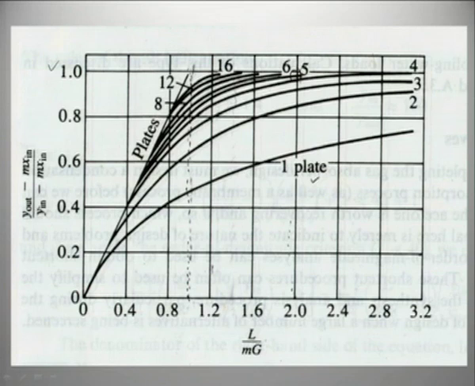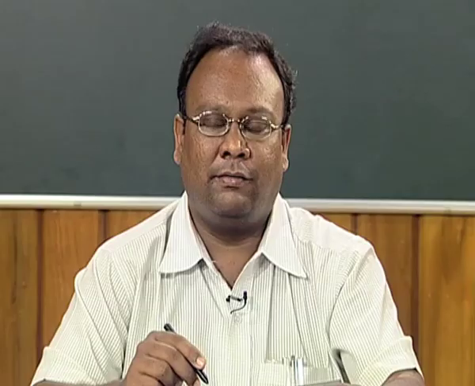Remember that when we are optimizing a flow sheet, our attempt should be to optimize the complete flow sheet and not a particular equipment. Equipment are interconnected, so optimization of one equipment may de-optimize another equipment. So, we have to have a sort of a global view of the flow sheet while optimizing. Therefore, if I use L by mg equal to 2, I know that I am going to get almost complete recovery in just 5 to 6 plates. That means a very short column whose cost will be very small.